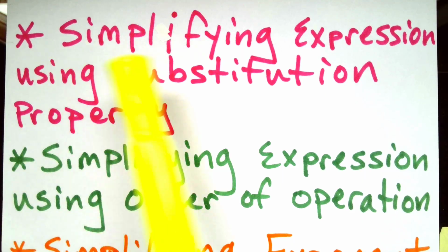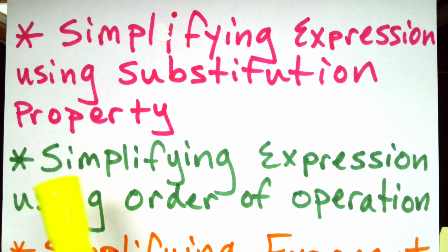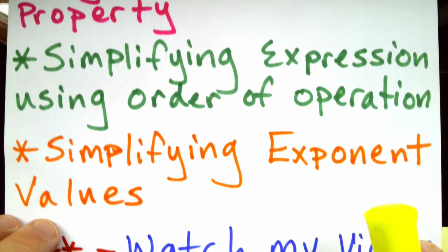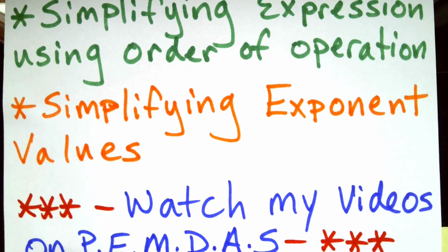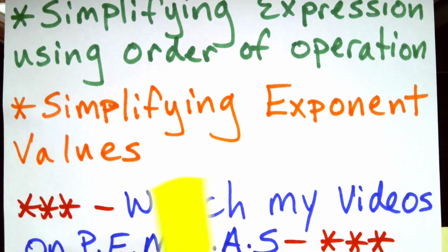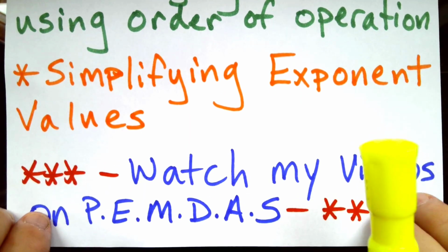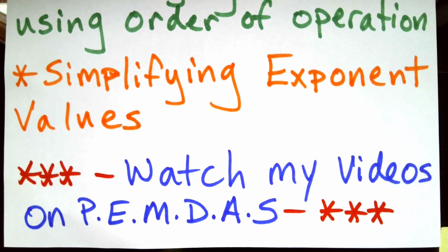So you want to work on simplifying expressions using the substitution property. You want to work on simplifying the expression using the order of operations. That's the PEMDAS that we are working on. You want to simplify the exponent values, simplifying exponential values. And then, of course, you can watch my videos. I have a number of them on the order of operations, or PEMDAS.